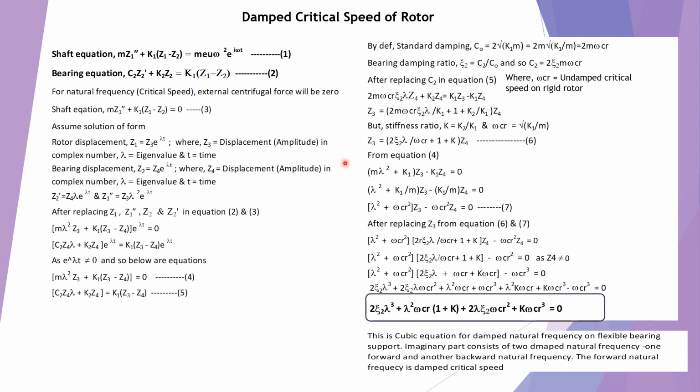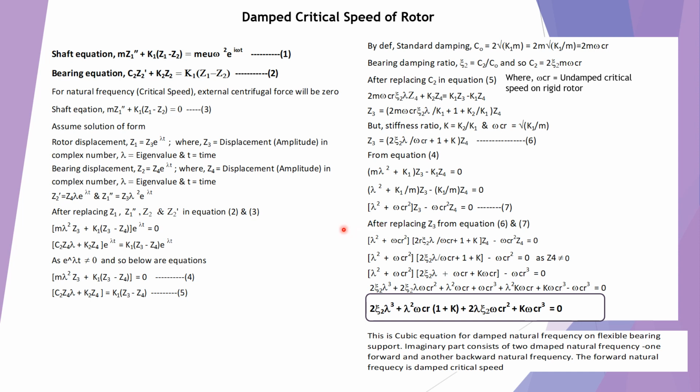From equation number 4 we can write (m λ² + K1) Z3 − K1 Z4 = 0. So we can write (λ² + K1/m) Z3 − (K1/m) Z4 = 0. Further we can write (λ² + ω_CR²) Z3 − ω_CR² Z4 = 0. This is equation number 7.